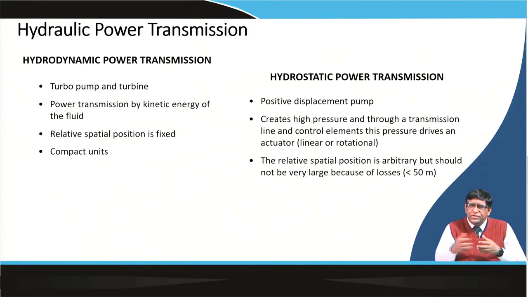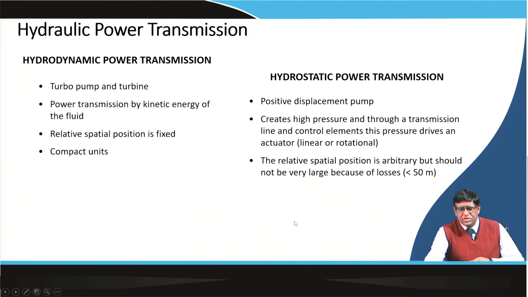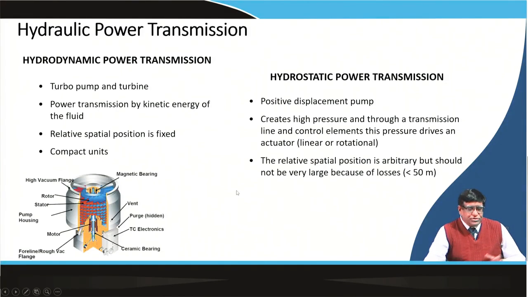In a hydrostatic power transmission, we are using a positive displacement pump, where the fluid is moved by the rotating member of it. In a hydrostatic system, they generate a high pressure through the transmission line, and the control elements of these pressures can drive the actuator, whether the piston is getting that fluid. So fluid is moved towards that and then we get the translatory motion. The relative spatial position is arbitrary, but should not be very large because of the losses. That is what is in your hydrostatic transmissions.